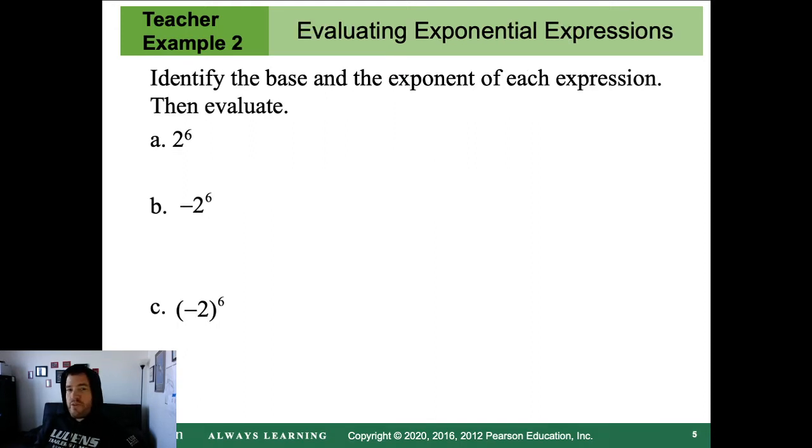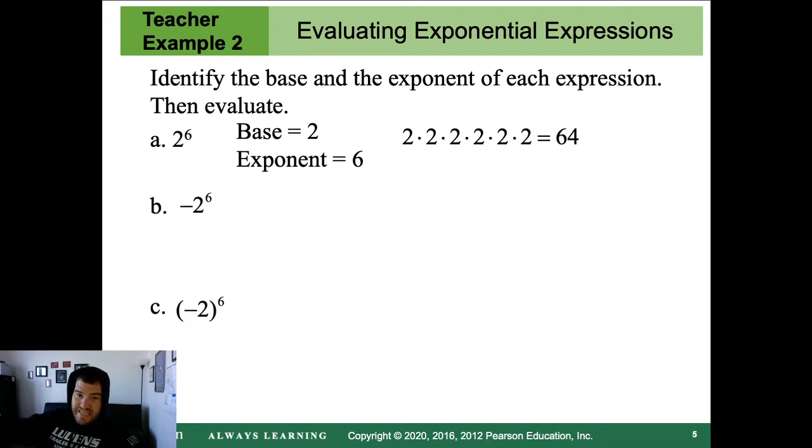All right, these are three that I just want you to look at really quickly. I'll show you this first one. Again, we have a base of 2 and an exponent of 6, which looks like that. So it's not 2 times 6. That's not what we're doing. We're doing 2 to the 6th power, which means 2 times 2 times 2 times 2 times 2 times 2, which gives you 64.